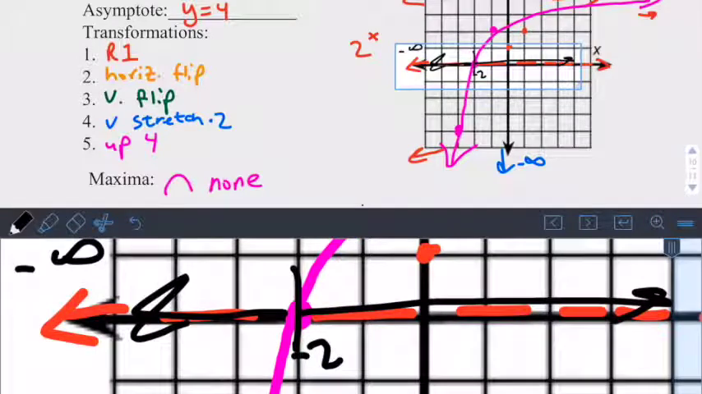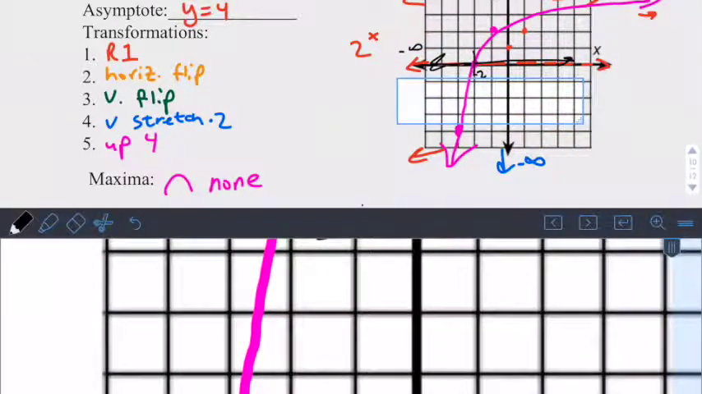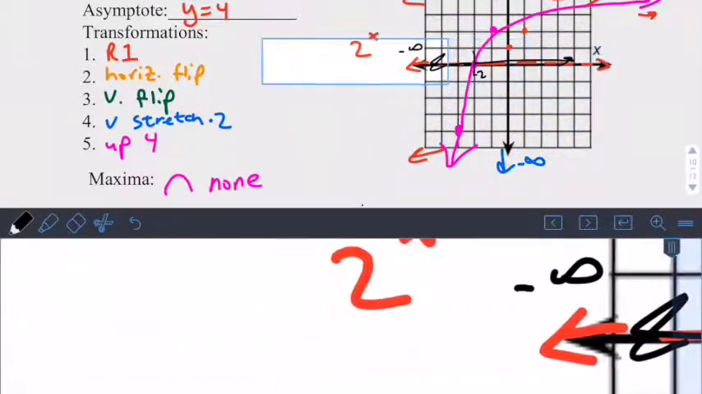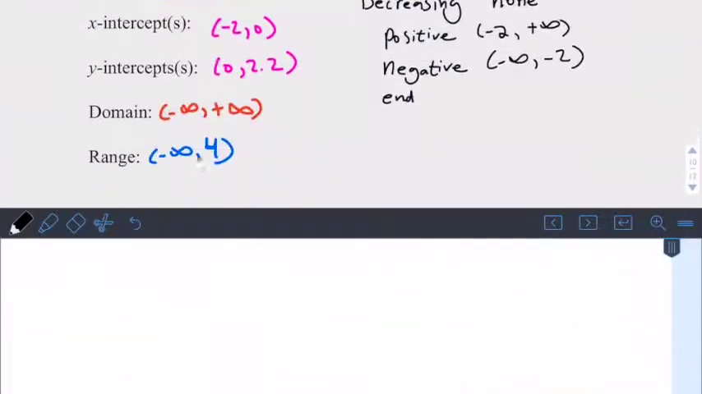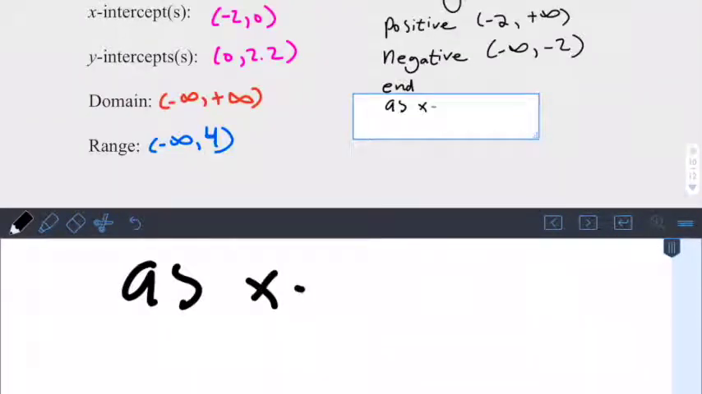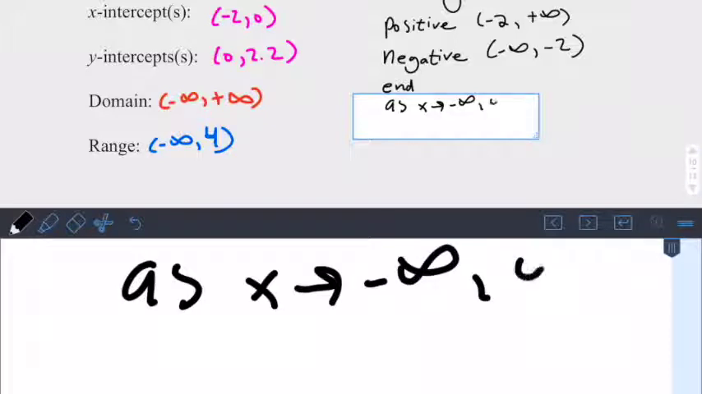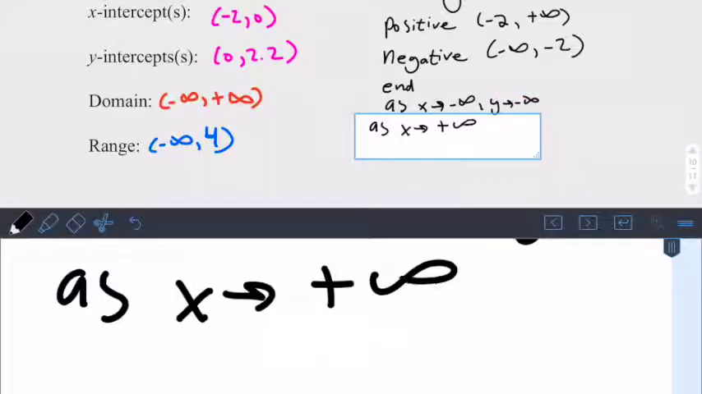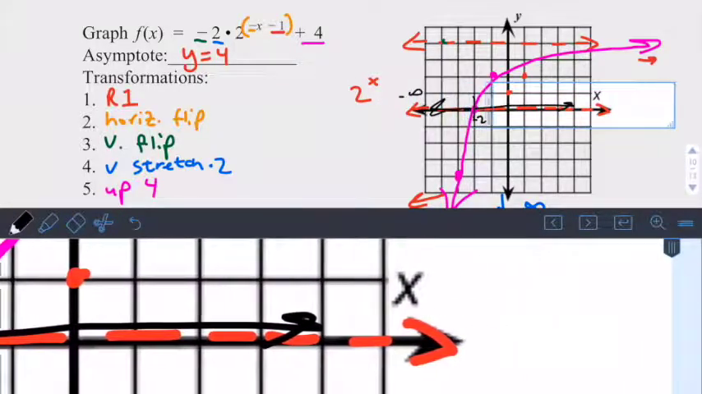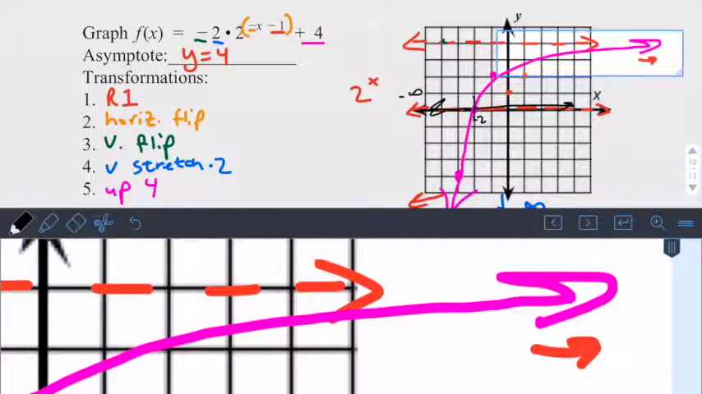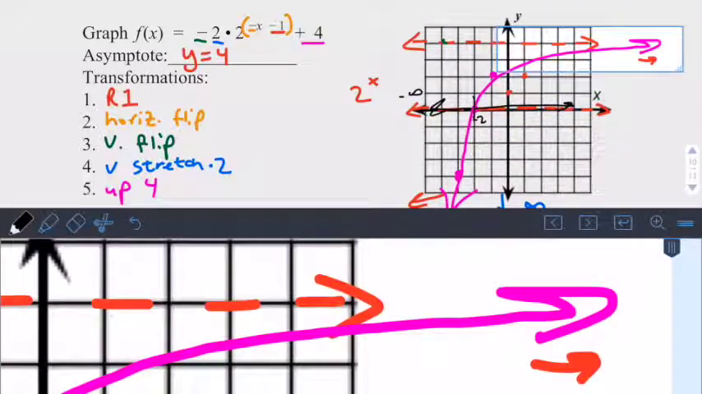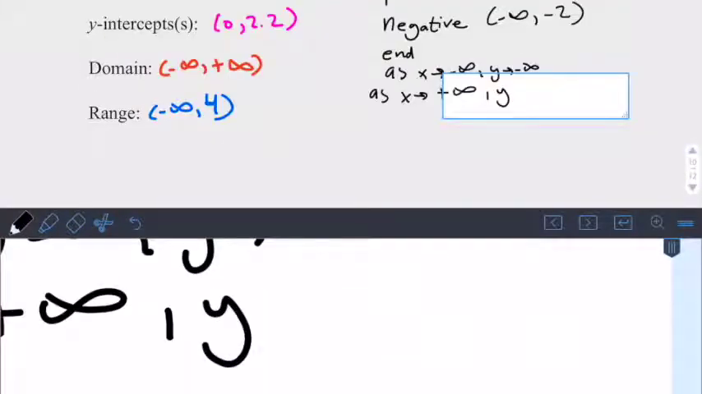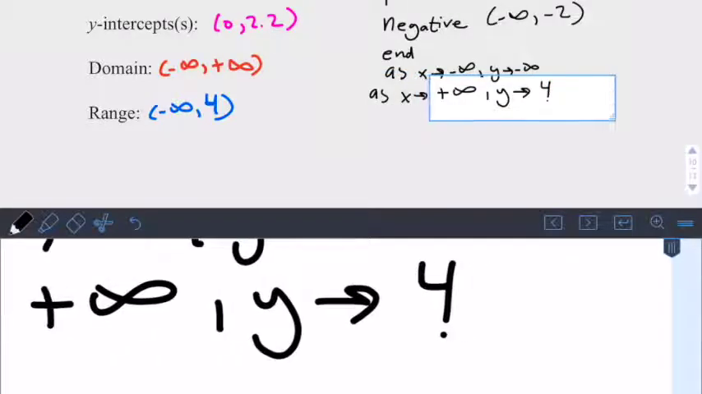And the end behavior, as x approaches negative infinity, aka gets smaller and smaller and smaller, y gets smaller and smaller and smaller. As x approaches negative infinity, y approaches negative infinity as well. As x approaches positive infinity, so as x gets bigger and bigger and bigger, y actually gets closer and closer and closer to this asymptote of 4. So as x gets bigger, y gets closer to 4.